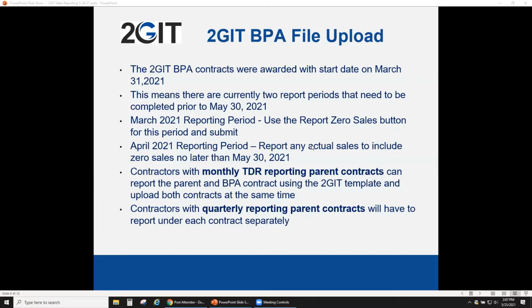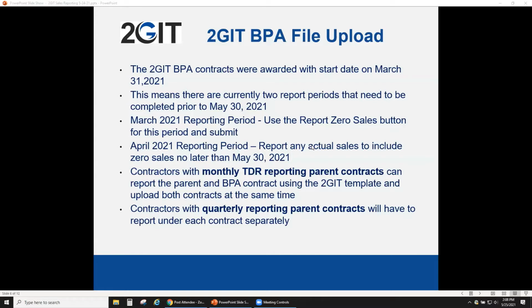Here again, this is where you're going to need to report your actual sales to include 0. So remember, if you have your BPA and you're rolling along and you have a month where you don't have any sales, does not mean you don't have to report. You still have to report 0 sales once a month. And again, we're in May now, so maybe you didn't have any sales in April either under your BPA. Again, you could use that same feature Don's going to demo later to show you where you can click report 0 sales and submit.